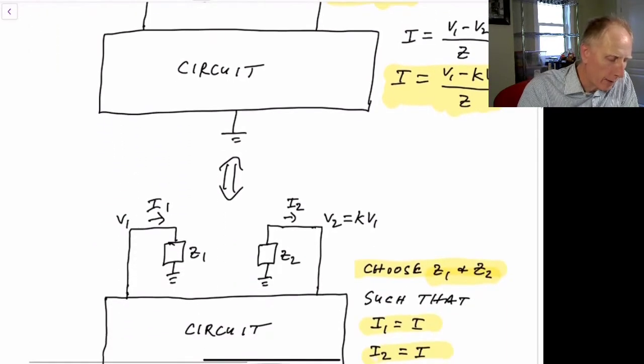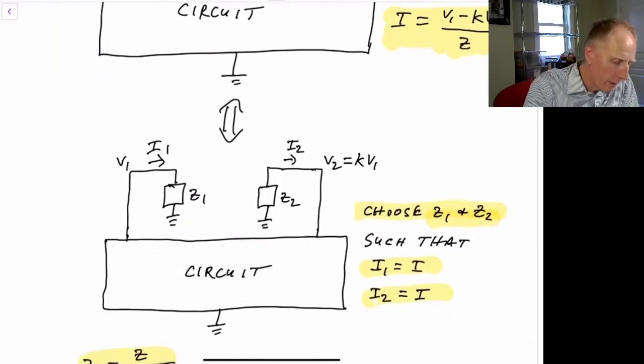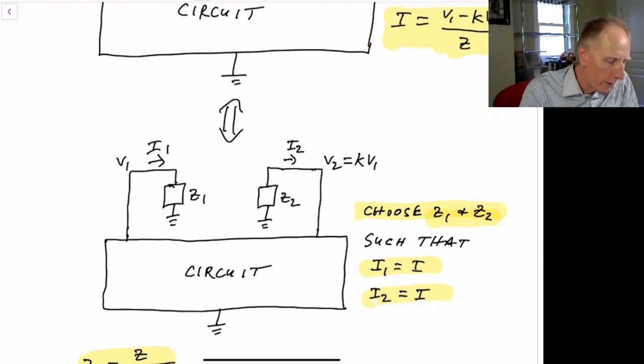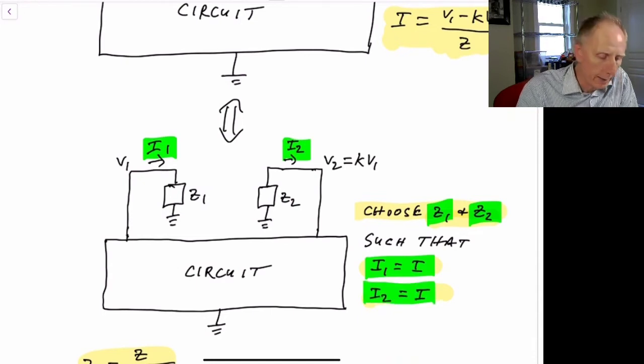Now what we'd like to do is change this into two impedances, an impedance Z1 and an impedance Z2, where both are connected to ground. So we'd like the top circuit to be equivalent to the bottom circuit. To do that, we need to ensure that the voltages and the currents are the same. We'll assume that V1 remains the same and V2 is K times V1. So we need to make sure the currents are the same. We need to choose the values for Z1 and Z2 such that I1, the current here, is equal to the original I, and I2 is equal to the original current I.